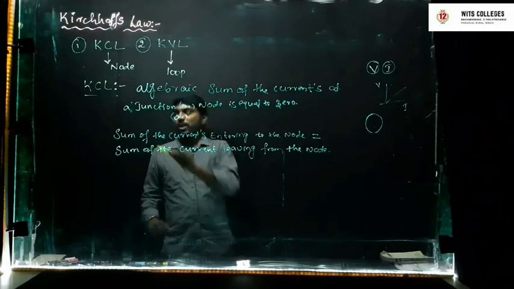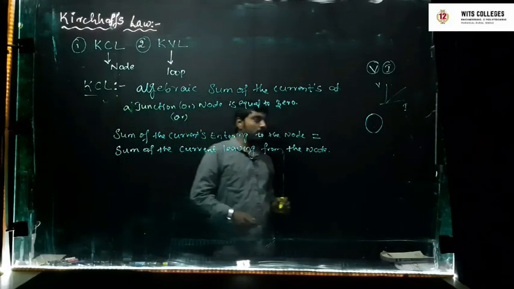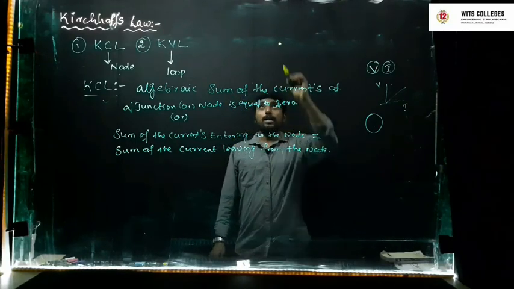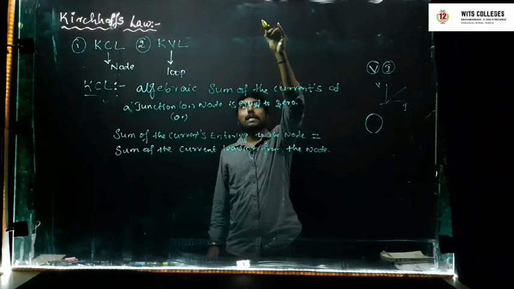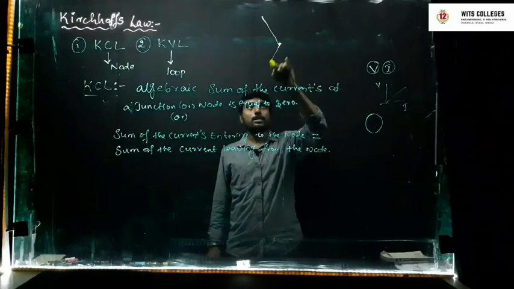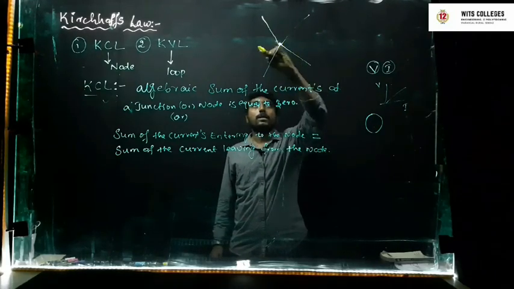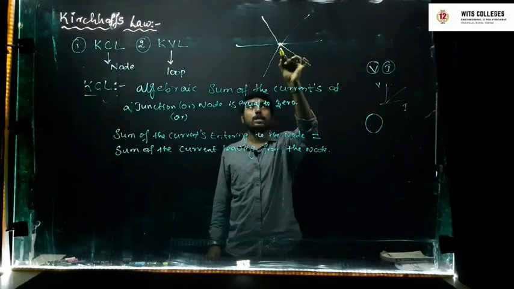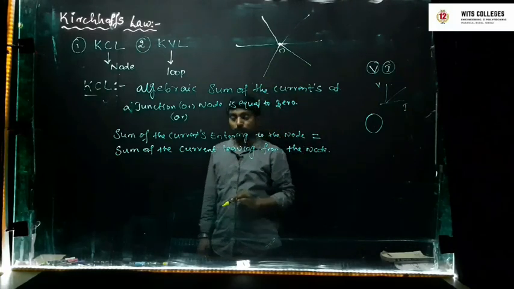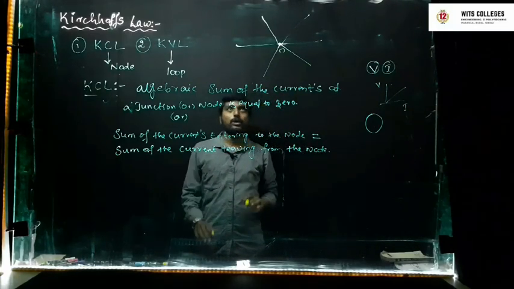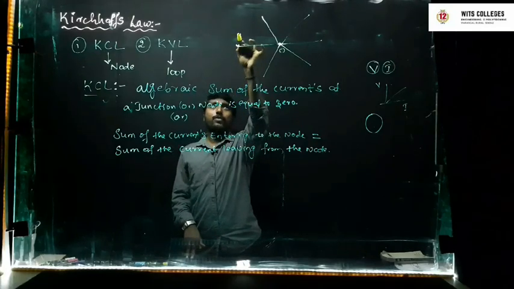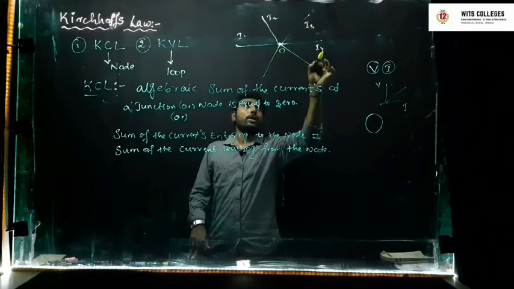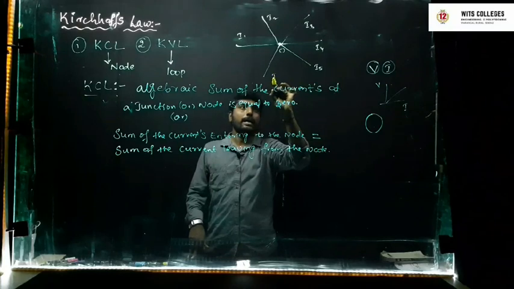Here in the explanation of KCL, Kirchhoff current law, consider one node. This is the node. Across this node, I am connecting some branches or some conductors. These are the branches or conductors. This is the meeting point. Let's assume this is O. Here we said the algebraic sum of the current at a node is equal to 0. Let's assume these are the currents I1, I2, I3, I4, I5 and I6.